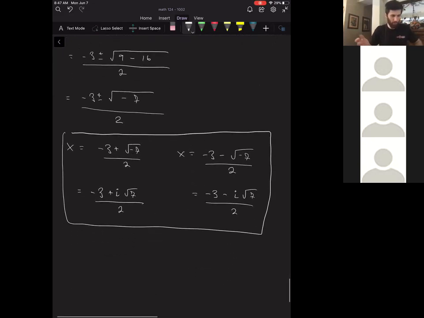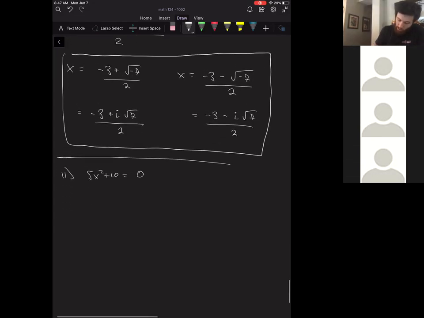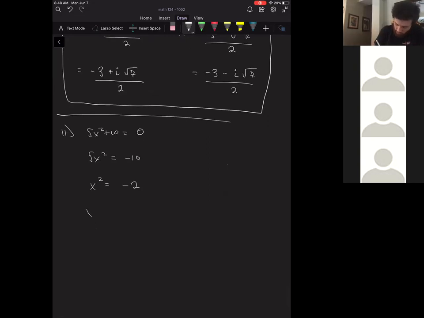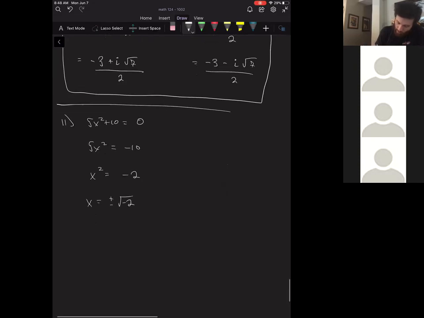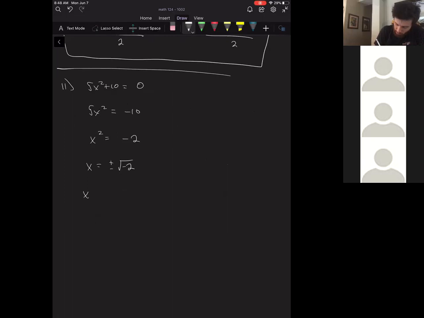Let's do number 11. So number 11 just tells us we have 5x squared plus 10 equal to 0. So what we could do here is subtract the 10 over. So we get 5x squared is just equal to minus 10. Then we can divide the 5 over. x squared is equal to minus 2. Then we take the square root of both sides. x is going to equal plus minus square root of minus 2. And then our final step here, instead of having a minus 2, we'll put that as an i times square root of 2. So plus minus i square root of 2.